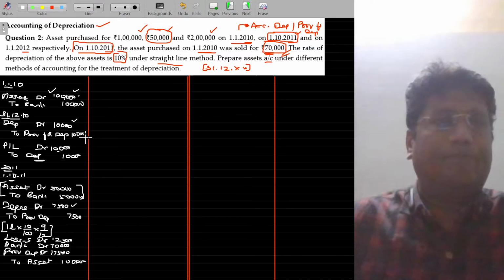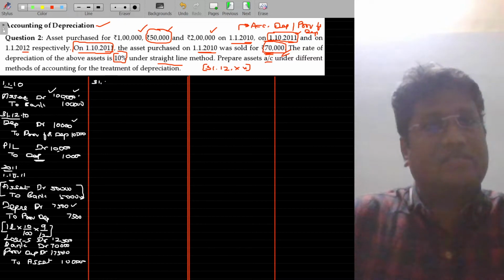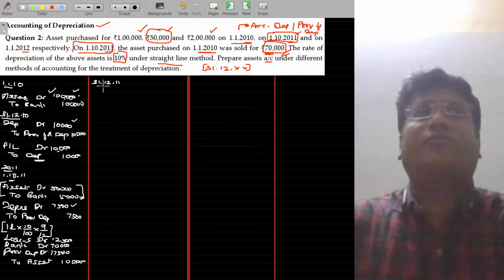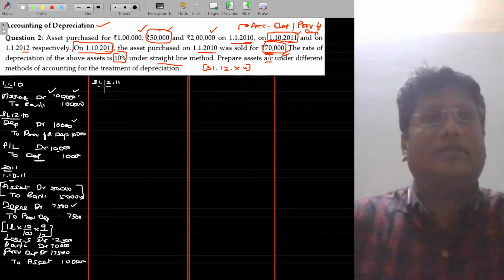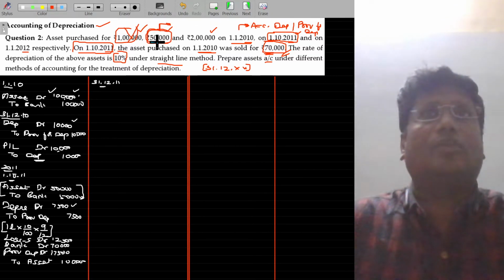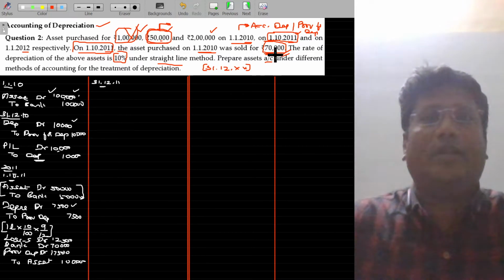Now for the year end being 31st December 2011, we again have to provide the depreciation for the assets. Now we have two assets. One asset is for 1 lakh. Another asset was purchased in the current year, which is 50,000. Since the first asset is sold, we are left with only one asset, 50,000. That too was purchased only on 1/10/2011. So as on 31st/12/2011, the newly purchased asset has been used for only 3 months.